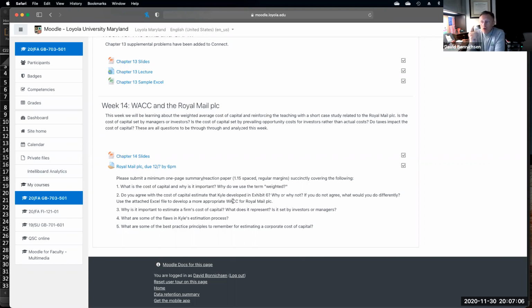What are some of the flaws that you found in the way that Kyle went about determining his weighted average cost of capital? And that bullet that I told you to circle five times and put an asterisk next to should be in your paper. And then what are some of the best practice principles that you took away from this case that you can apply to your own firm in determining its weighted average cost of capital? All right. Does anybody have any questions about the assignment or just about the WACC in general before we talk about the final exam?